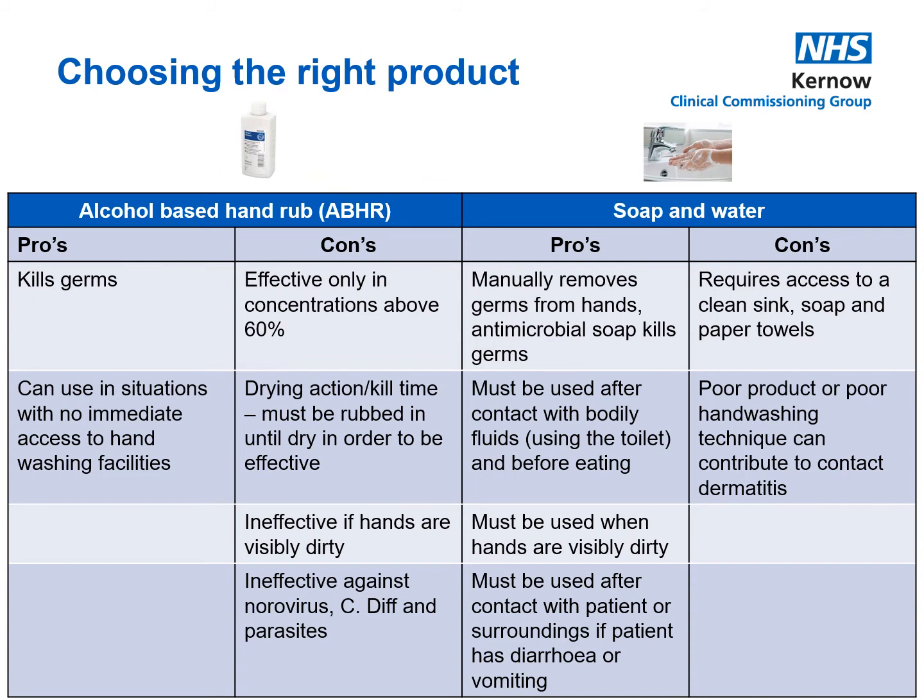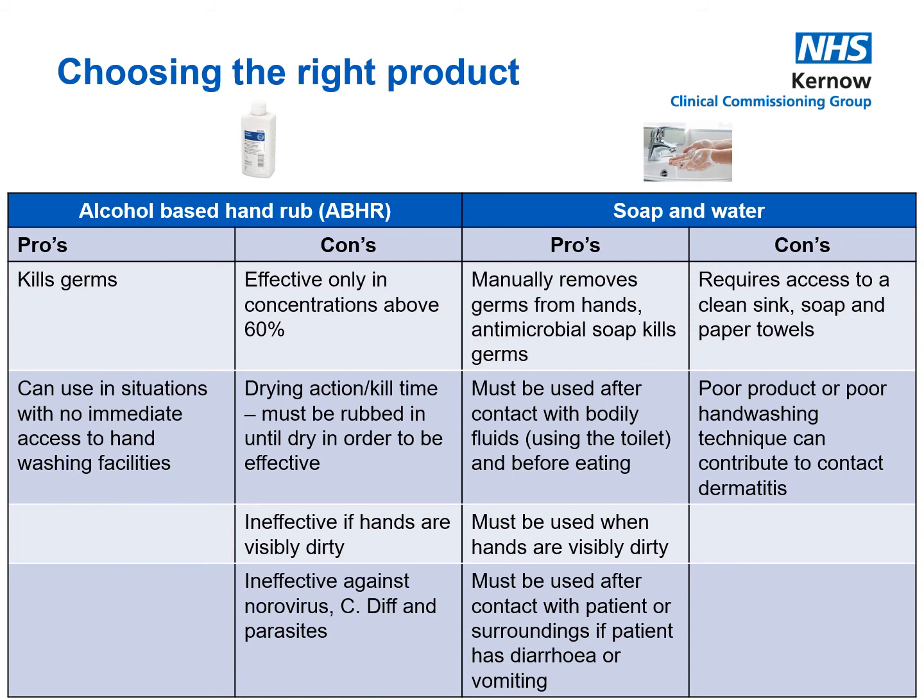Choosing the right product. It is really important to make sure that you choose the right product when you are performing hand hygiene. This slide shows the pros and cons of both alcohol-based hand rub and soap and water to help you make the correct decision in practice. Alcohol-based hand rub works by killing germs, and it can be used in situations with no immediate access to hand washing facilities. However, it is only effective in concentrations above 60%, and it is the drying action that kills the bugs. Therefore, it must be rubbed in until dry in order to be effective.